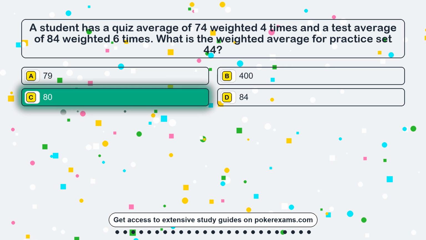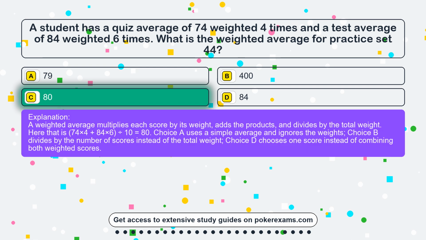The correct answer is option C, 80. A weighted average multiplies each score by its weight, adds the products, and divides by the total weight. Here that is 74 times 4 plus 84 times 6, divided by 10 equals 80. Choice A uses a simple average and ignores the weights. Choice B divides by the number of scores instead of the total weight. Choice D chooses one score instead of combining both weighted scores.